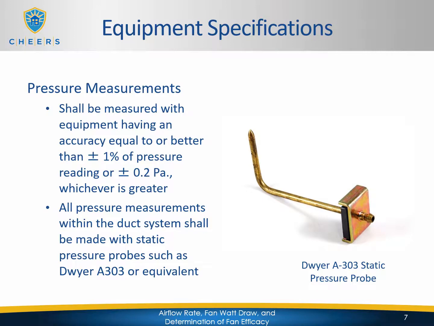Pressure measurements shall be measured with equipment having an accuracy equal to or better than plus or minus 1% of pressure reading or plus or minus 0.2 pascals, whichever is greater. All pressure measurements within the duct system shall be made with static pressure probes such as a Dwyer A303 or equivalent, and that's the picture of a sample probe. And these are the same probes that we talked about earlier when we were talking about duct flow and airflow.